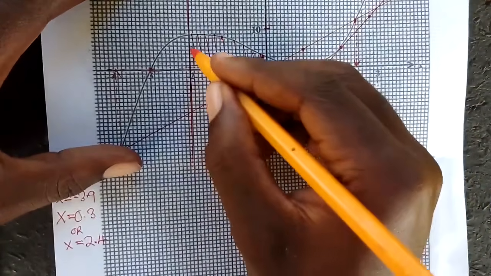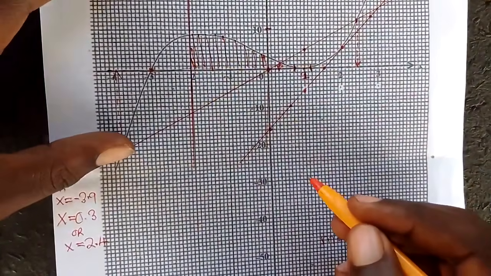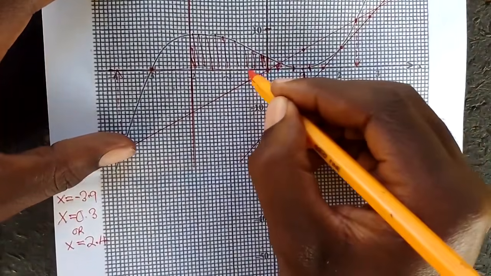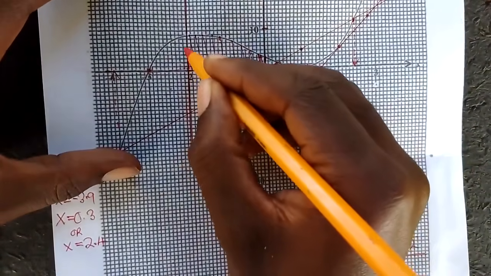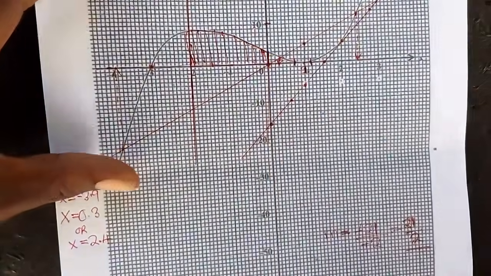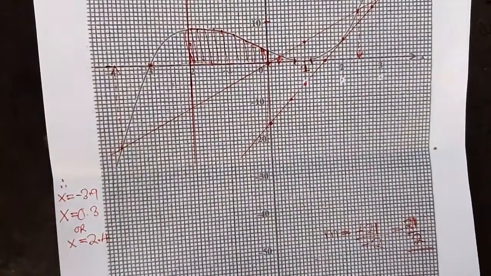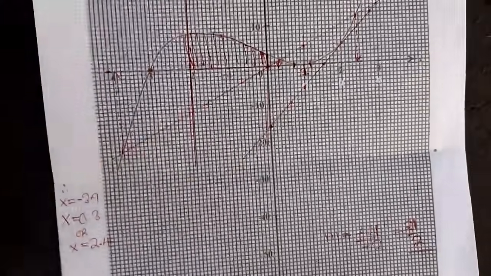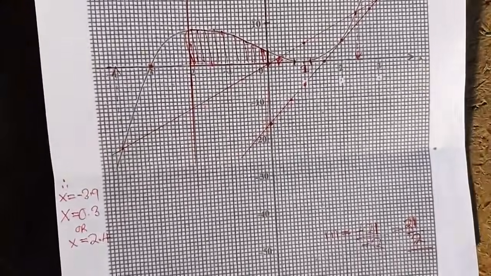This part here. This is the part that I've shaded. Have you seen? This part here. Area bounded by the curve here. This is the part here. Have you seen the way it is? So that is the part that I need to consider. So these are things that we need to do.